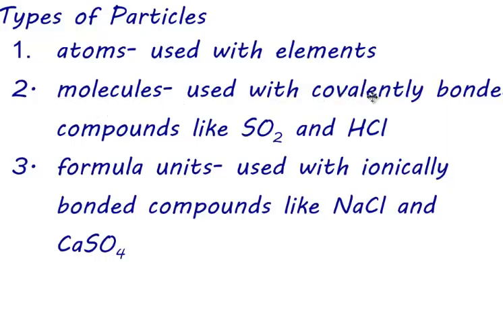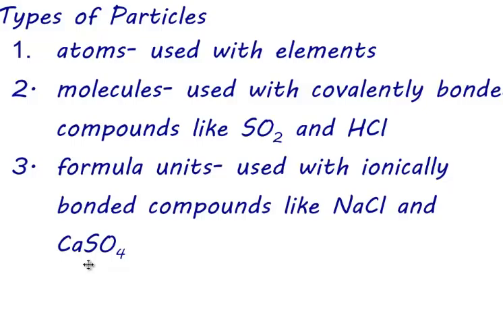So if something is covalently bonded, and the best way to determine that it's covalently bonded would be that it probably consists of two nonmetals like sulfur dioxide and hydrogen chloride, then I'm talking about molecules. And finally, a particle known as the formula unit is used to describe ionically bonded compounds like sodium chloride and calcium sulfate. How do I know that something is bonded ionically? Well, it's probably going to consist of a metal and a nonmetal.